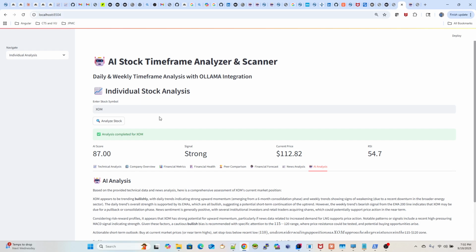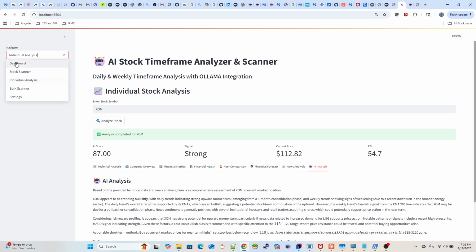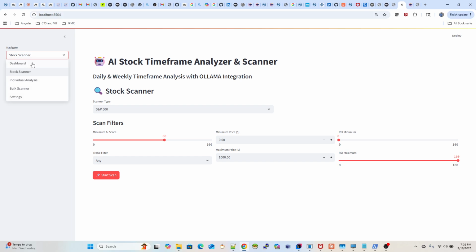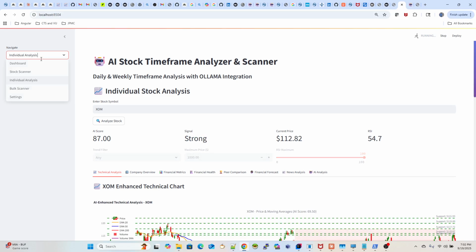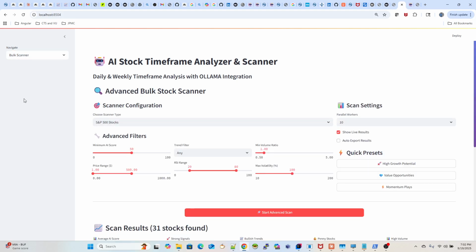I will tell you how to utilize the power of AI. If you look at my UI, this is the home page. In the navigation, you have a dashboard and then Spark Scanner, which I'll explain later. Then there is an individual analysis, which gives you each stock's information, and a bulk scanner. I will explain the importance of the bulk scanner, and then there is settings.